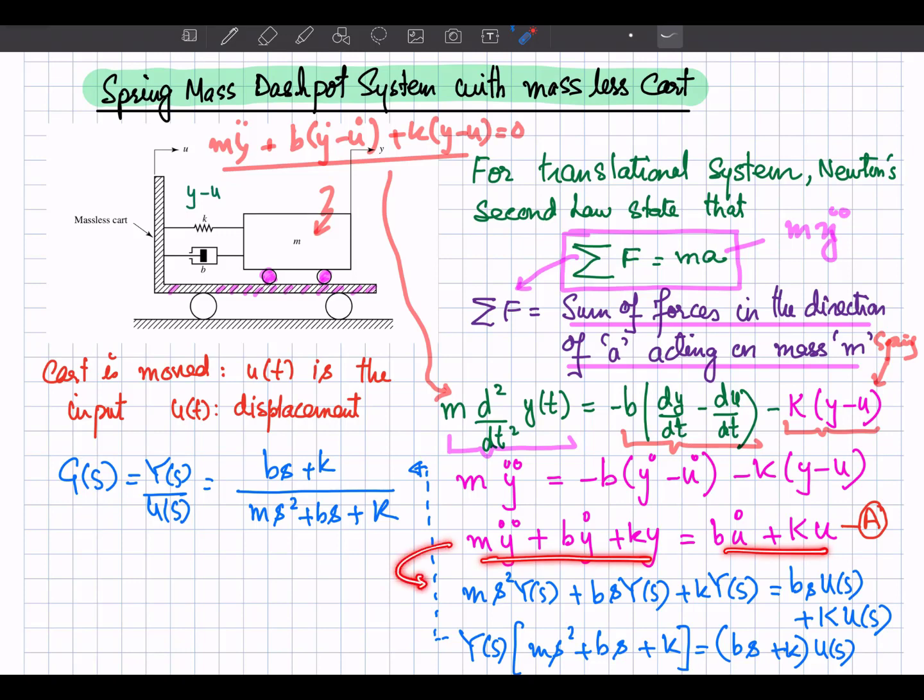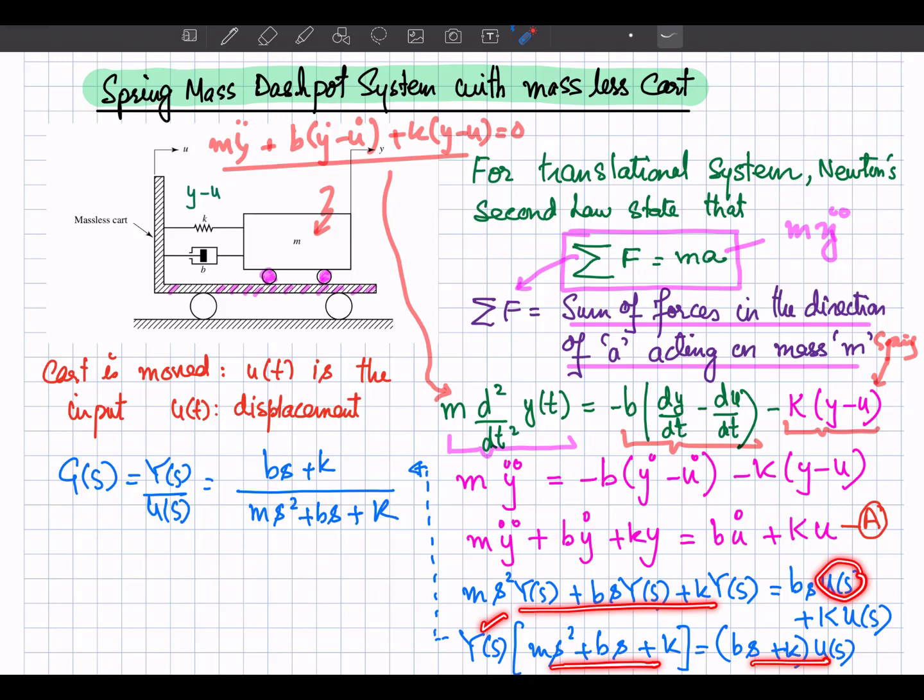So now taking the Laplace transformation of this one, ms² Y(s) plus bs Y(s) plus k Y(s) must be equal to bs U(s) plus k U(s). For the first derivative you will have s, and for the double derivative you will have s². So now if I take Y(s) common out from this term, I can write it like this, and if I take U(s) common out, I can write it like that.